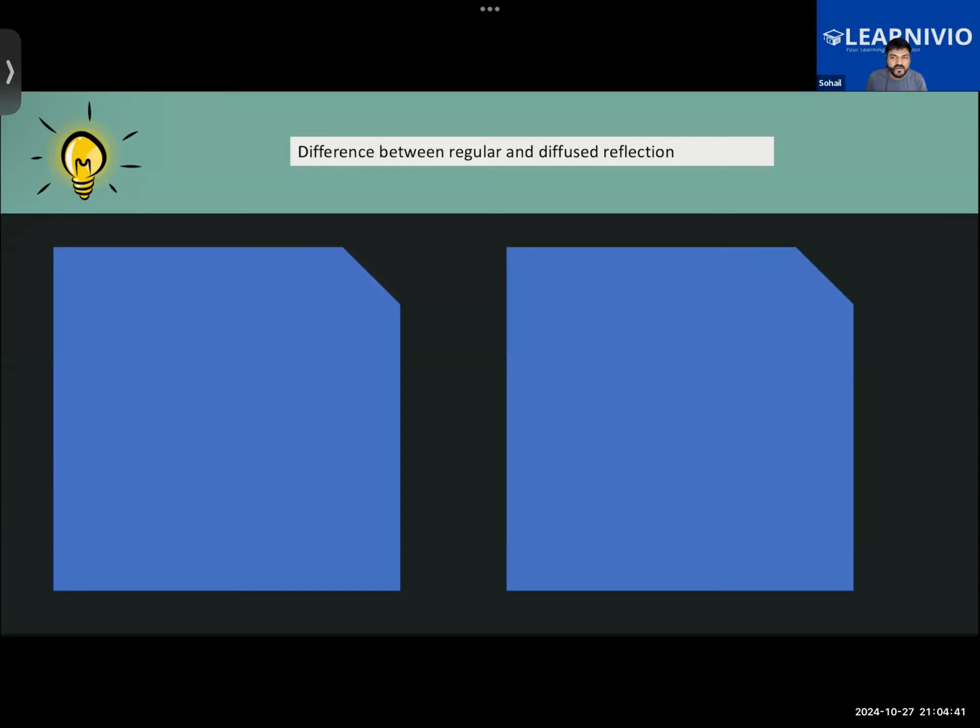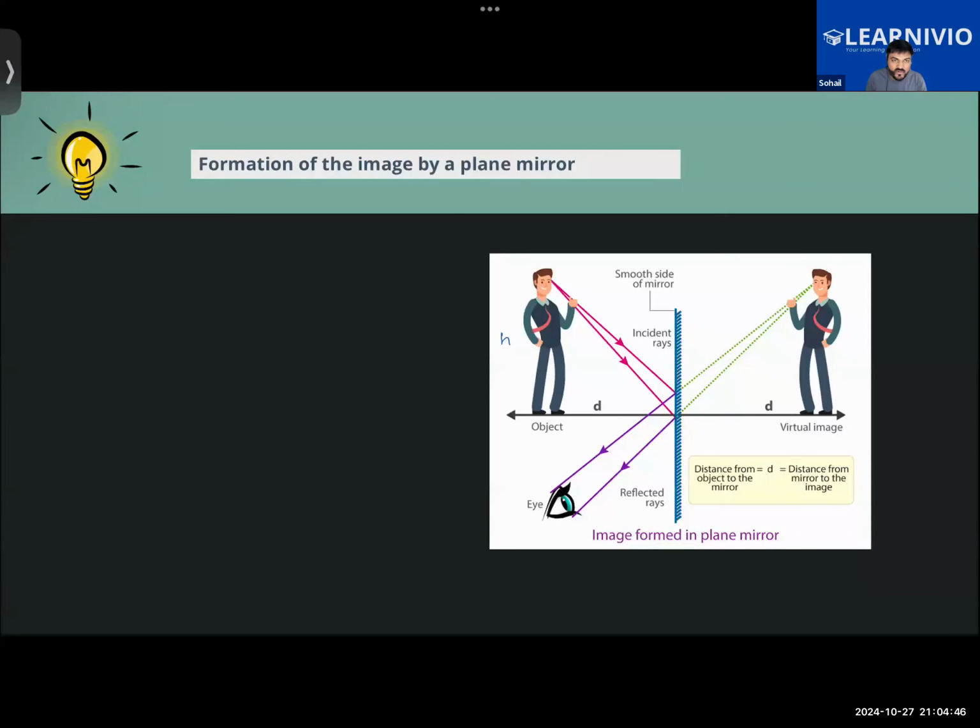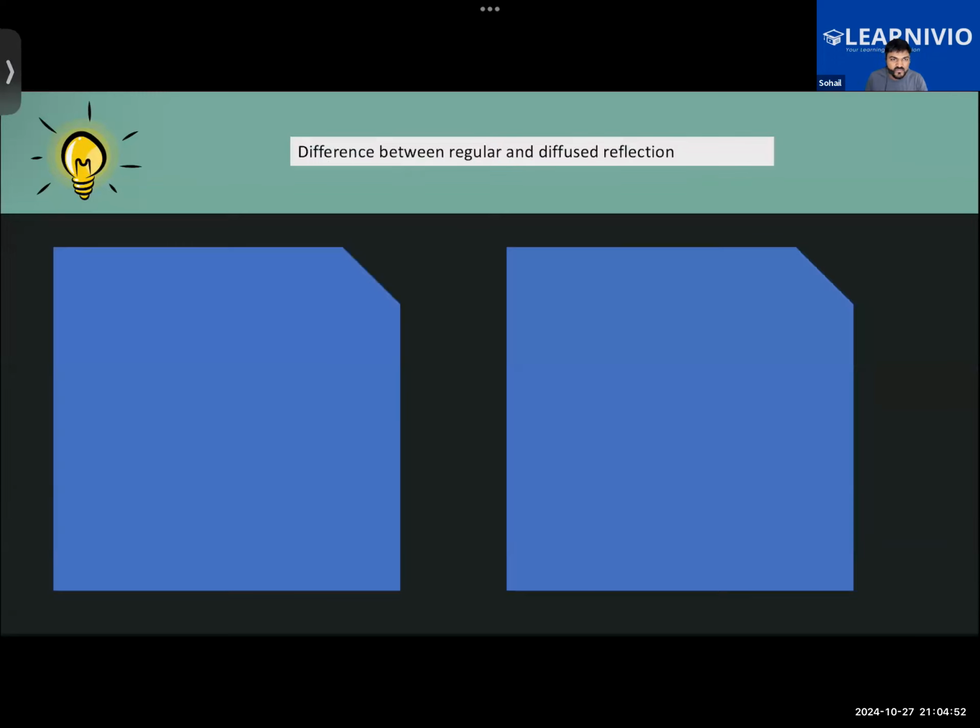Difference between diffuse and regular reflection, we are going to learn about that. From there, we are going to continue. Then we will learn about formation of image by a plane mirror, how formation of image by a plane mirror takes place.